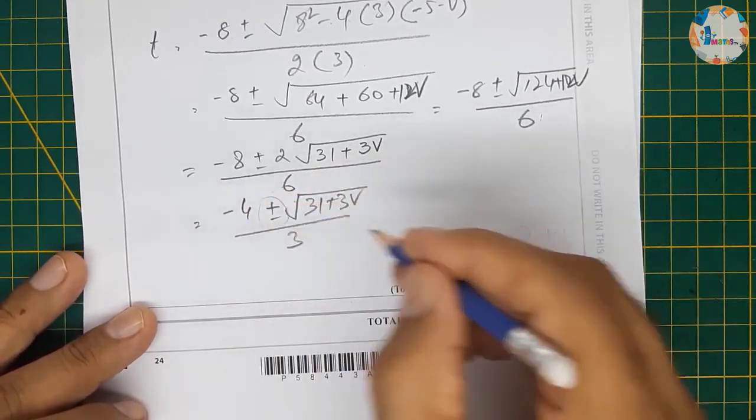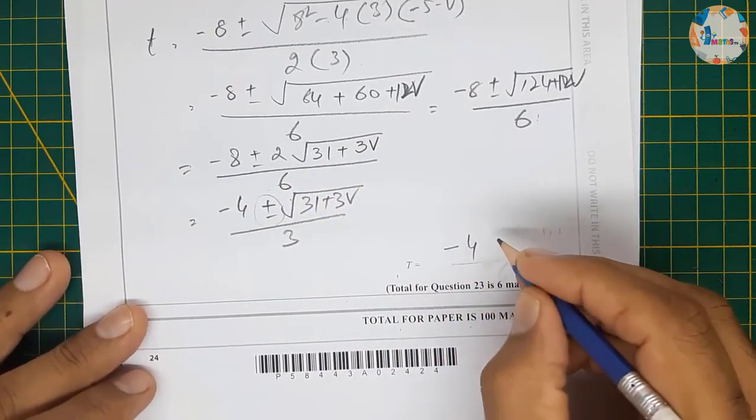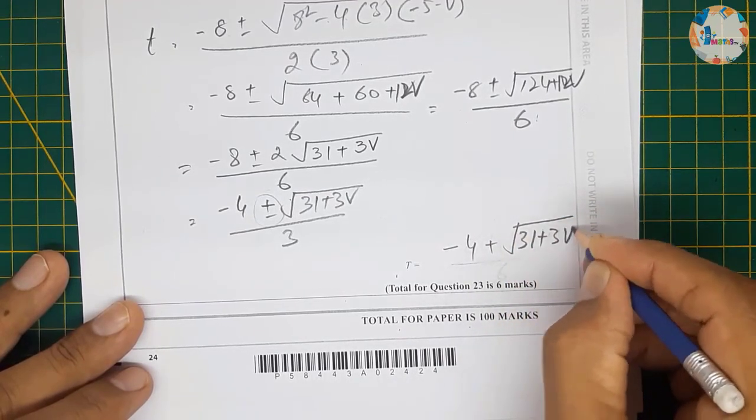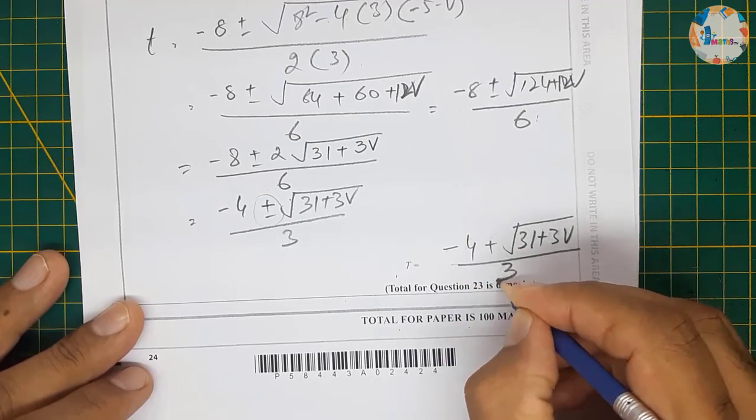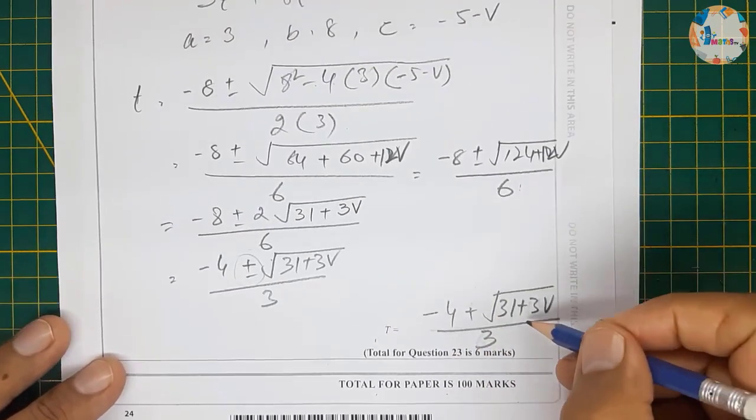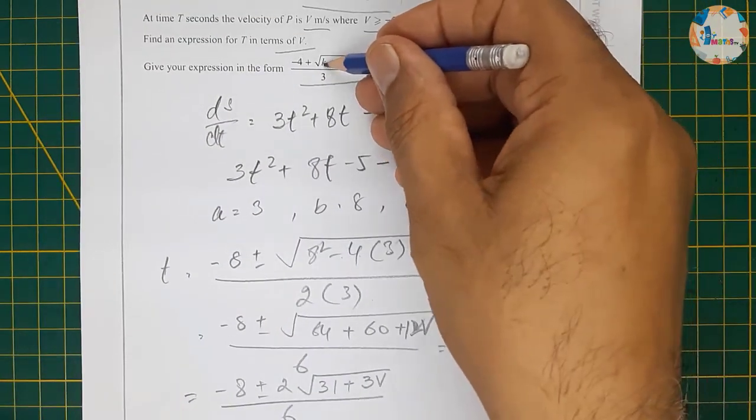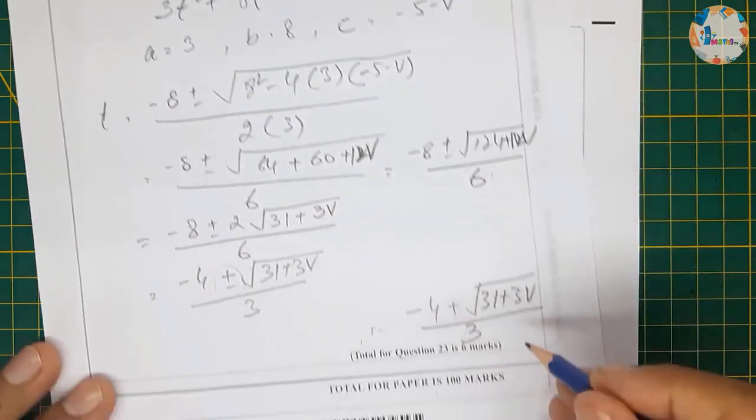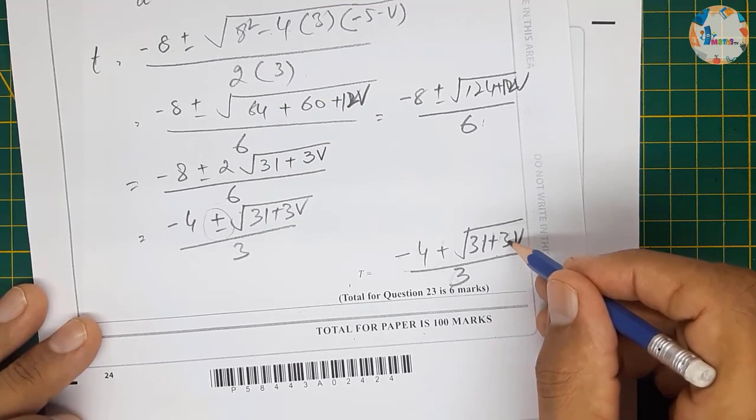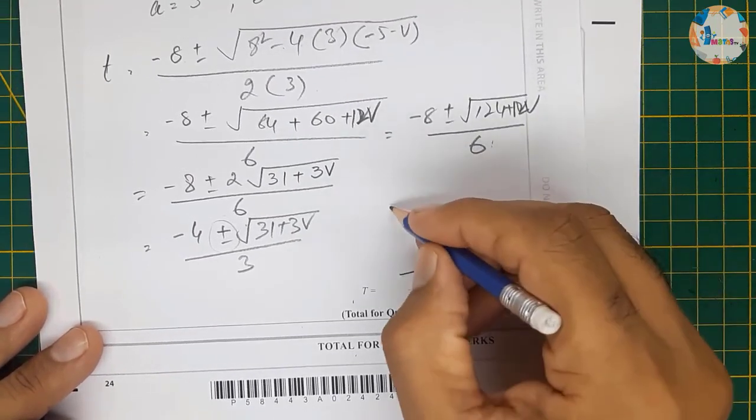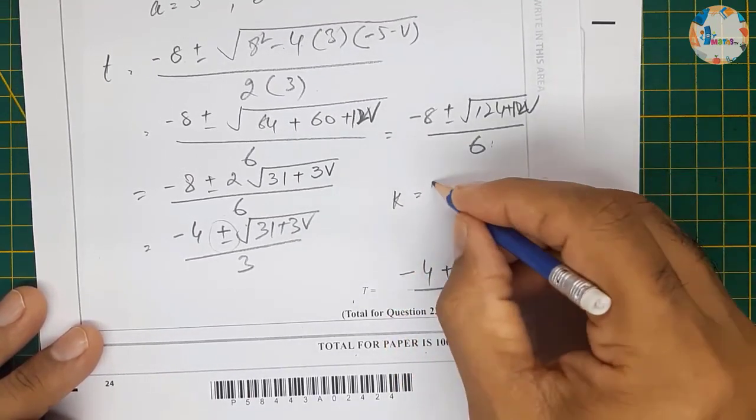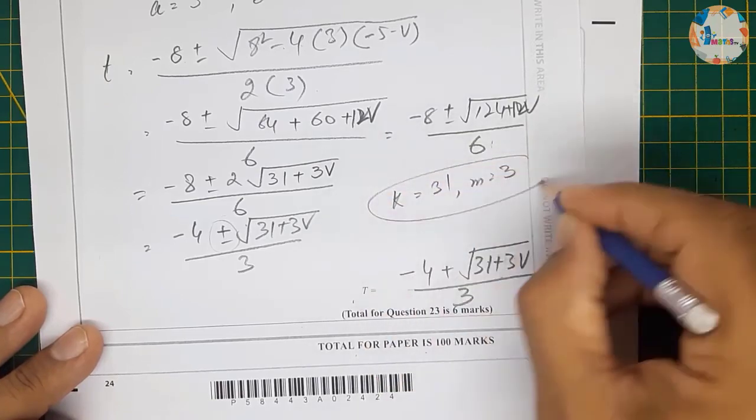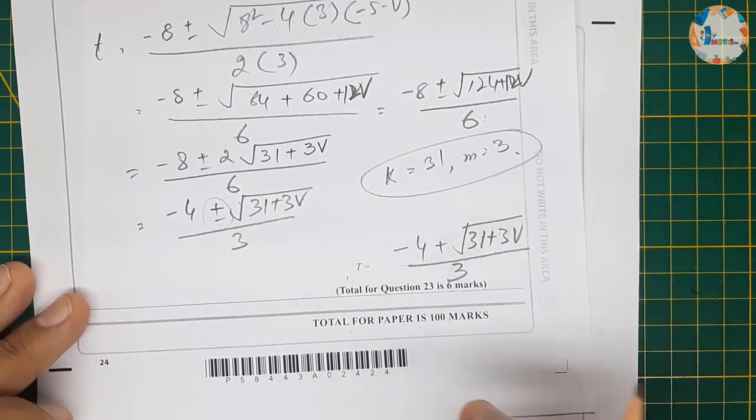And if we take only the positive sign, this will be the format which is required, and we can write this as the answer. If we compare this and this one, k value is 31 and m value is 3 over here. This is what is required. We can write even here k is equal to 31 and m is equal to 3. These are the values and this is our answer.